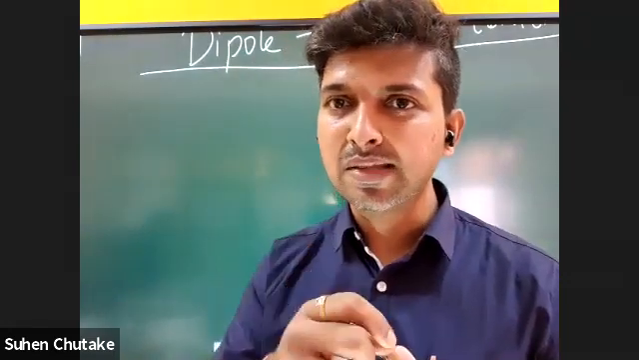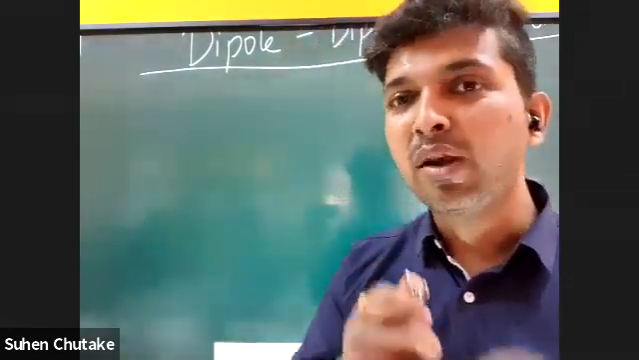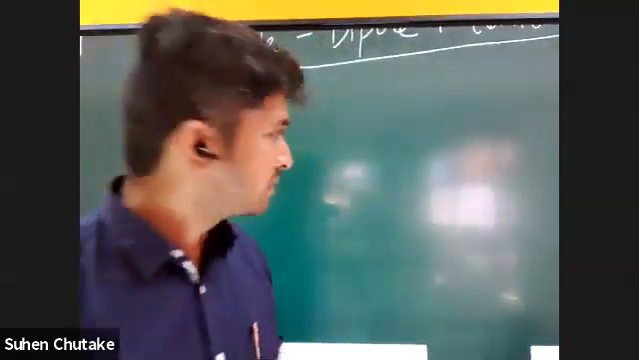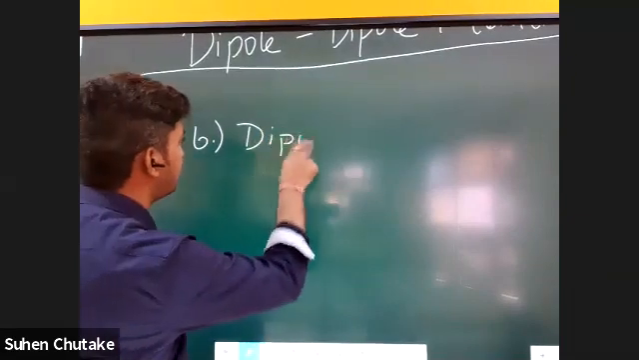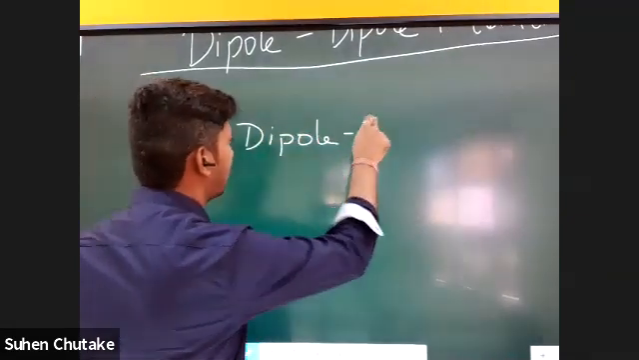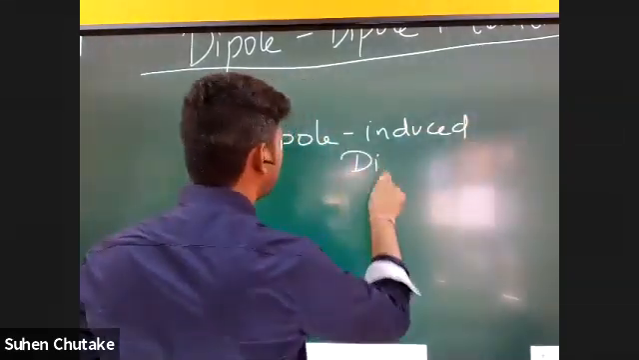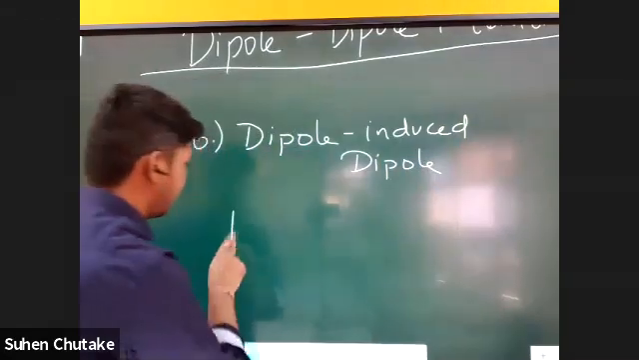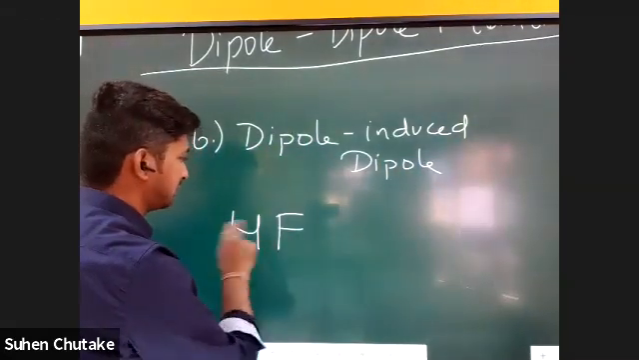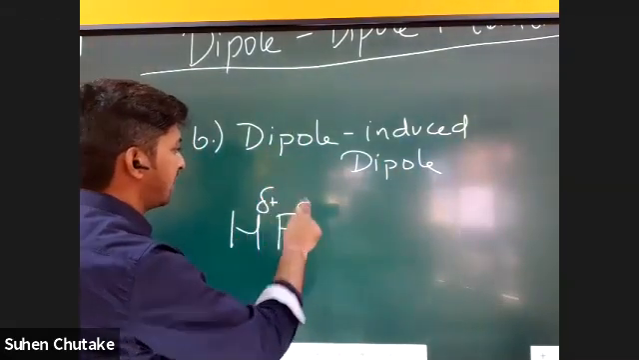So this is called induction. What is this called? Induction. So this is dipole induced dipole. That means HF is there, and it is having the dipole.